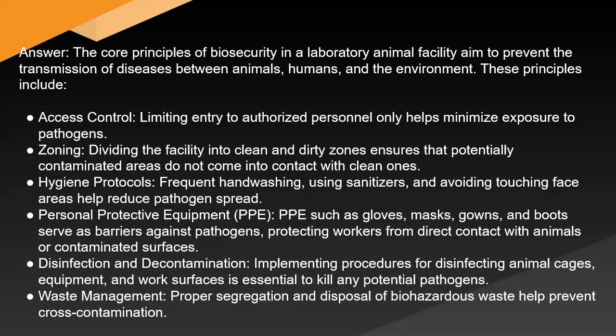Personal protective equipment (PPE), such as gloves, masks, gowns, and boots, serve as barriers against pathogens, protecting workers from direct contact with animals or contaminated surfaces. Disinfection and decontamination. Implementing procedures for disinfecting animal cages, equipment, and work surfaces is essential to kill any potential pathogens. Waste management. Proper segregation and disposal of biohazardous waste help prevent cross-contamination.